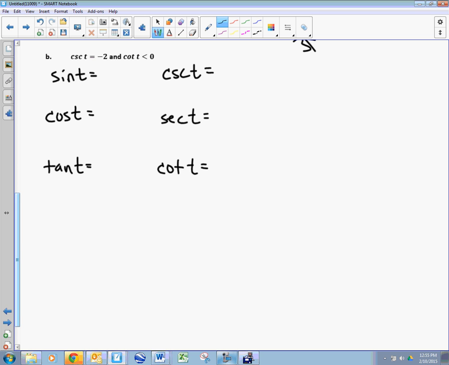All right, some people say they don't know where to start. You don't know where to start? It says write down the 6 trigonometric functions. So write down the 6. And then we've got an obvious one right away. What do we have? Cosecant's -2. Very good. So sine's reciprocal, -1/2. I've already got 2 out of the 6.